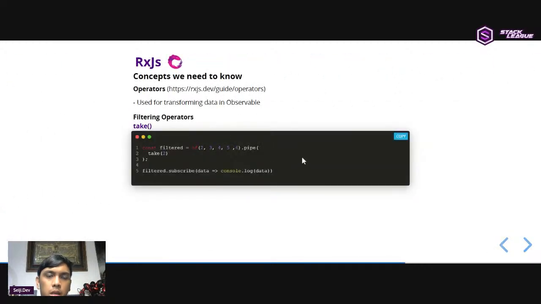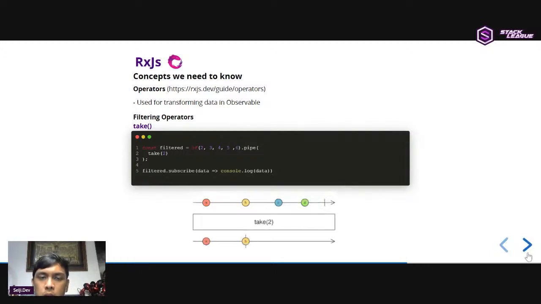Then next, take. This is one of the simplest operators that we can use in RxJS. So this is very useful especially for APIs. Madalas ginagamit siya. So basically ano ba ginagawa niya? So tinitake lang niya yung first n data. So for example, we want to take 2 of the data being received. So it will take the first 2 data streams. So it will just only take A and B. So that's basically what take does.